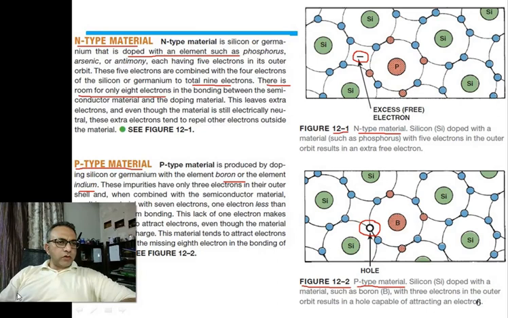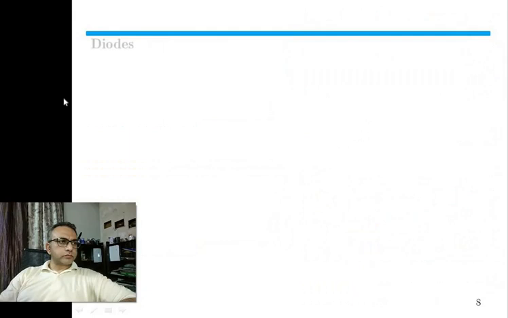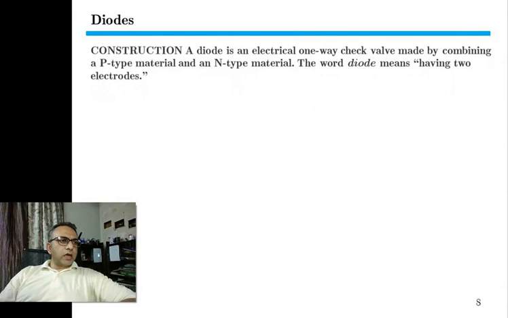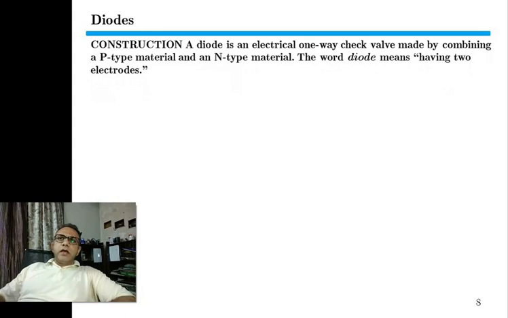Right, so now let us come to the next slide. The next slide title is diodes. As we have done in the last semester, diodes are electronic devices which will allow current to flow only in one direction.